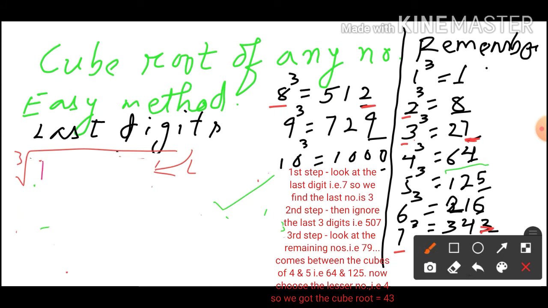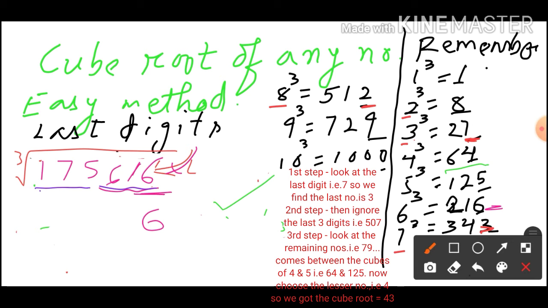Let's take another example: 175616. Now what do we have to do? Find the last digit. The last digit is 6. So the last digit will only come if the number is 6, isn't it? So we got the last digit, that is 6. Second step, we have to ignore the last 3 digits, that is 616. You completely forget it.